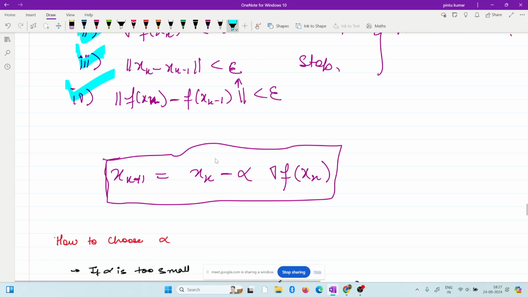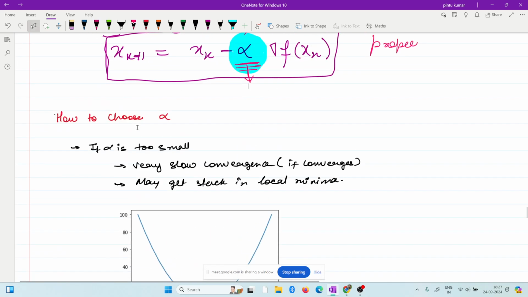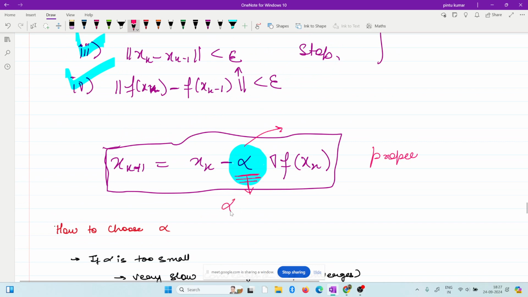But what I have not told you is how to choose this value of alpha. I'll solve one question where I'll explicitly find the value of alpha. But right now, from the perspective of machine learning, you don't want to look at the exact value of alpha, but you are happy as soon as your loss is decreasing. So in machine learning applications, you treat your alpha as a hyperparameter.